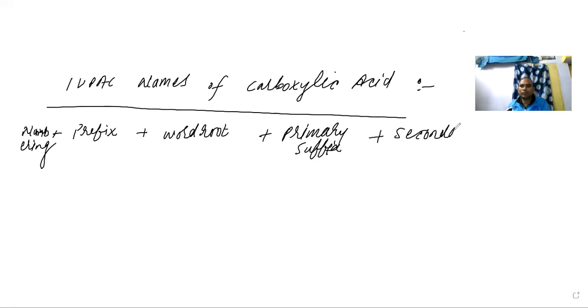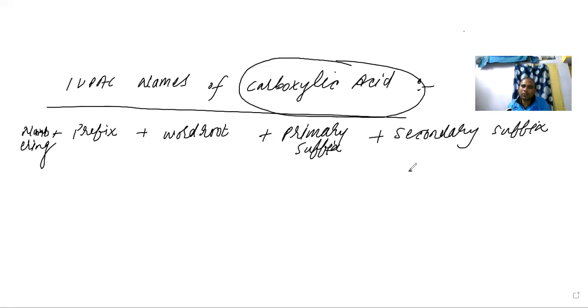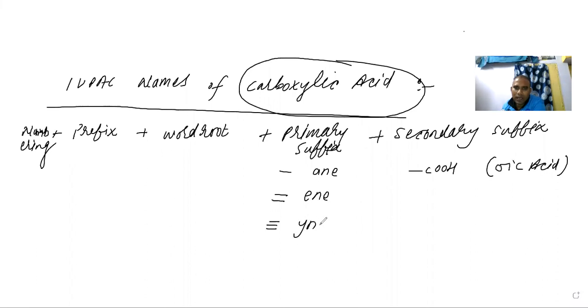Now when you talk about the secondary suffix, already I told you this is the carboxylic acid. The carboxylic acid group is COOH and its name is oic acid, right? For the primary suffix: single bond, double bond, or triple bond. Single bond means "-ane", double bond means "-ene", triple bond means "-yne".